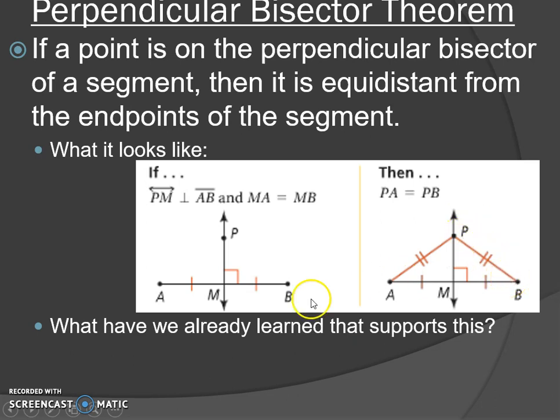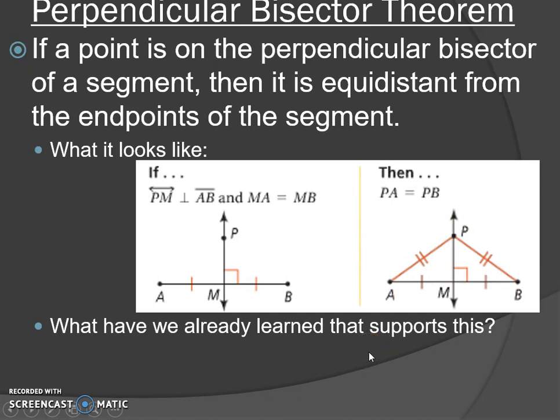So if a point is on the perpendicular bisector of a segment, this point P is the same distance from A and B. So equidistant means P is equally distant from A and B. Okay, so if AP is 5, PB is 5. So P is equidistant.